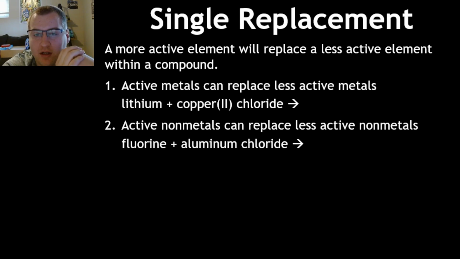So number 1 here, active metals can replace less active metals. Lithium is very, very reactive. It likes to react with things. So it's actually going to replace the copper in this compound. And then also this works for some nonmetals, specifically the halogens: fluorine, chlorine, iodine, bromine. They can replace less active nonmetals. You also have a list of those 4 in order on your activity series as well. So just to do one of these examples real quick, I just want to show you number 1.